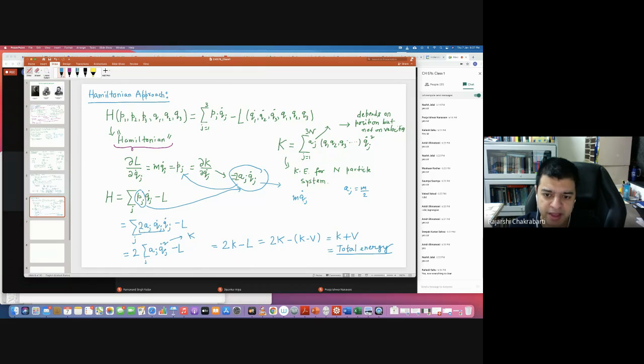If I put m by 2, your a_j is always m by 2. This will be m qj dot square, which is 2 times kinetic energy, isn't it? So it doesn't matter what I choose for a_j. This is your total energy. So what I'm saying is that even if you have a system where the mass is position dependent, your Hamiltonian is expressed like this: kinetic energy plus potential energy.